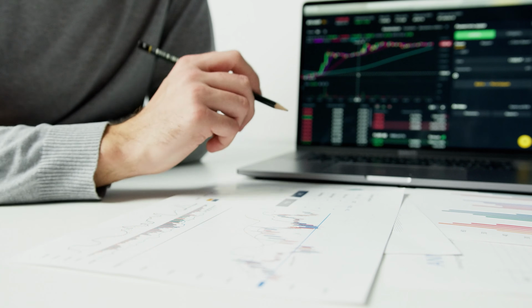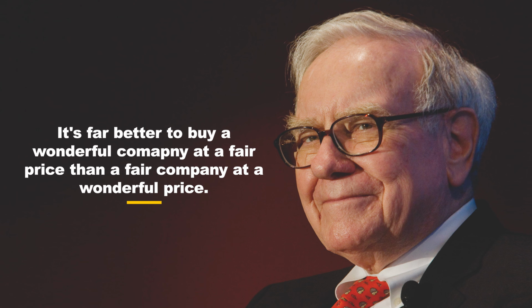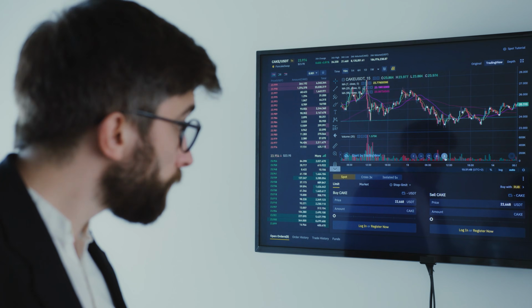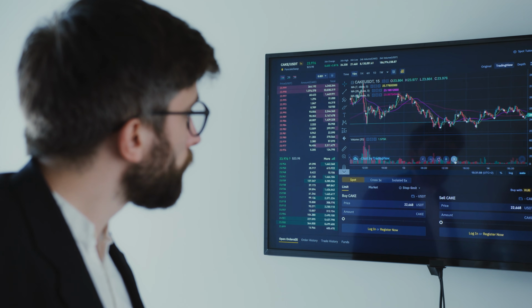One of my favorite quotes about this style of trading is by Warren Buffett. It's far better to buy a wonderful company at a fair price than a fair company at a wonderful price. And that holds so damn true. This is just one of the mistakes I see traders commonly make.